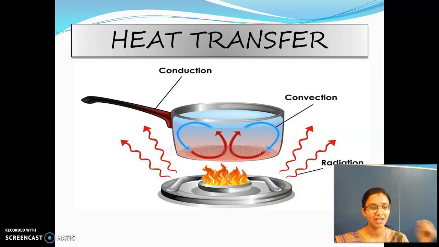Yes or no? So conduction takes place in solid medium, in solid substances, and it takes place through direct contact. And coming to the next, convection. What is that? Convection. So, what is the example for convection? Boiling water. Very good. So, boiling water is an example of convection.